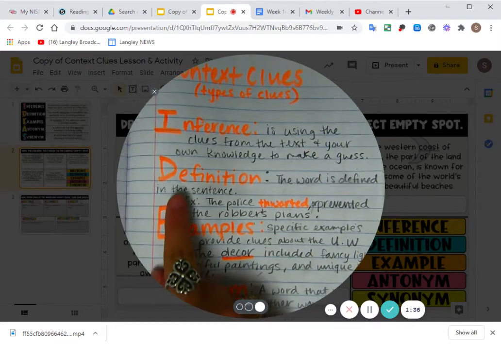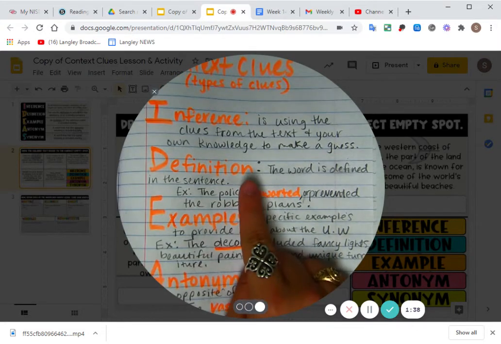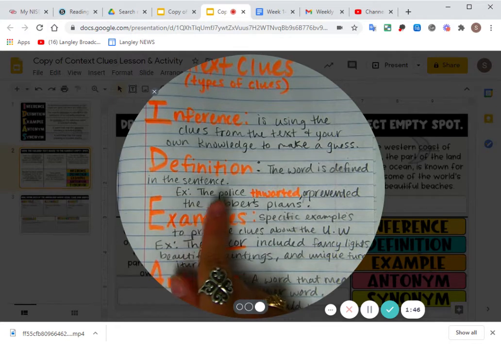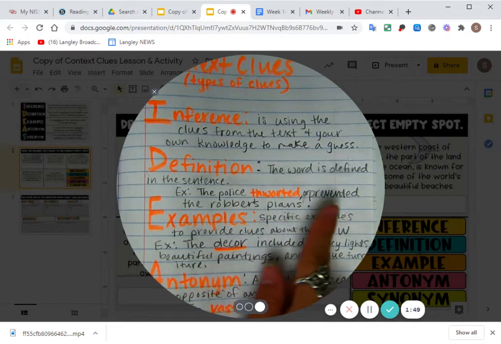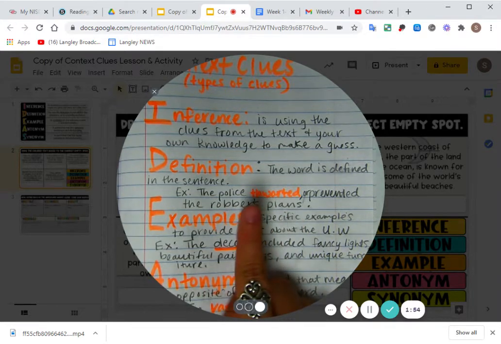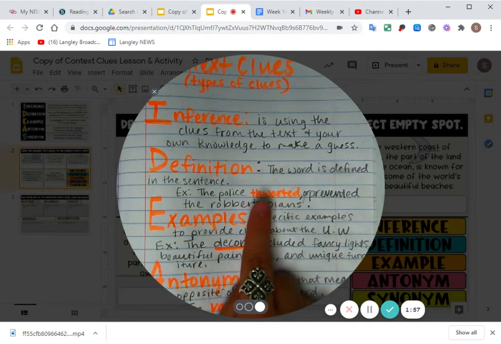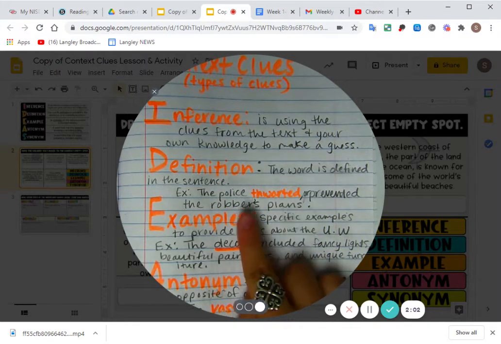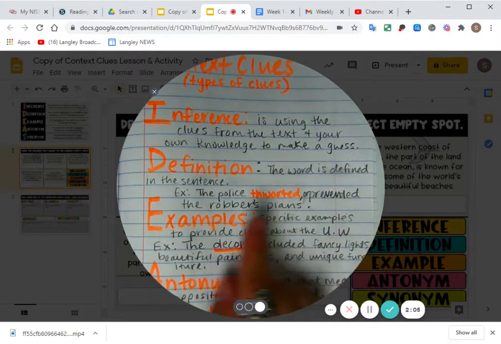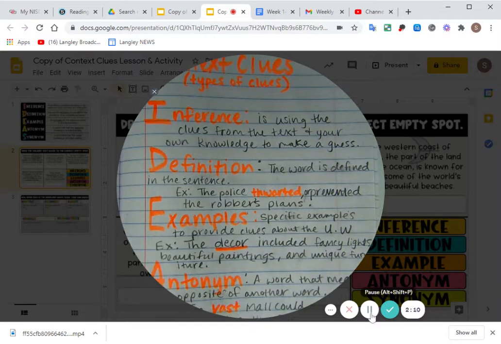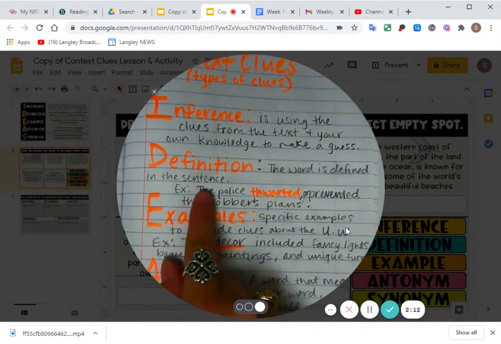All right, so let's move on to D, definition. So, definition, this type of clue, the unknown word is usually defined in the sentence. So here's an example. The police thwarted or prevented the robbers' plans. Okay, so they kind of actually give us the definition of that word thwarted. All right, the word is defined in that sentence. The police thwarted or prevented the robbers' plans. So sometimes authors will give you definition clues to help you figure out the meaning. All right, so that's definition.